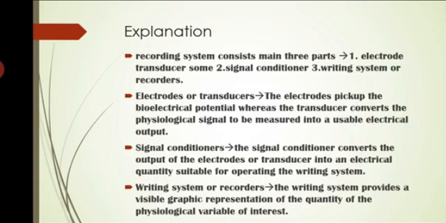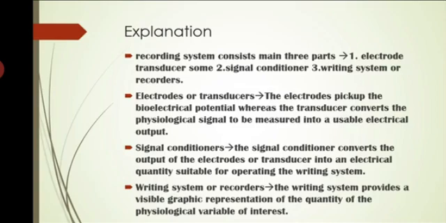In the signal conditioner, it converts the output of electrodes or transducers into an electrical quantity suitable for operating the writing systems. In this signal conditioner, there are a number of amplifiers, then power amplifiers, and a number of circuits, and these circuits process the signals so they are suitable for operating the output unit.